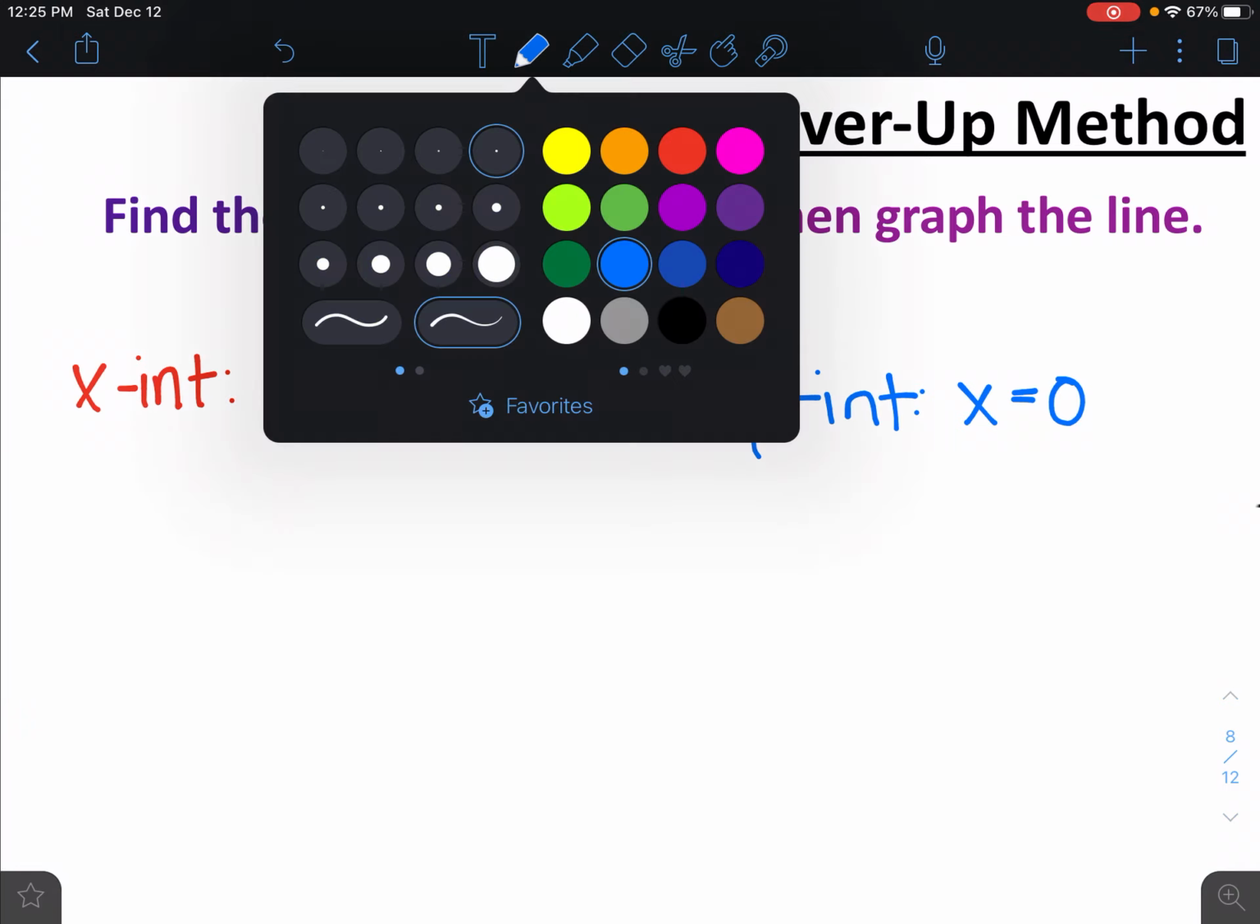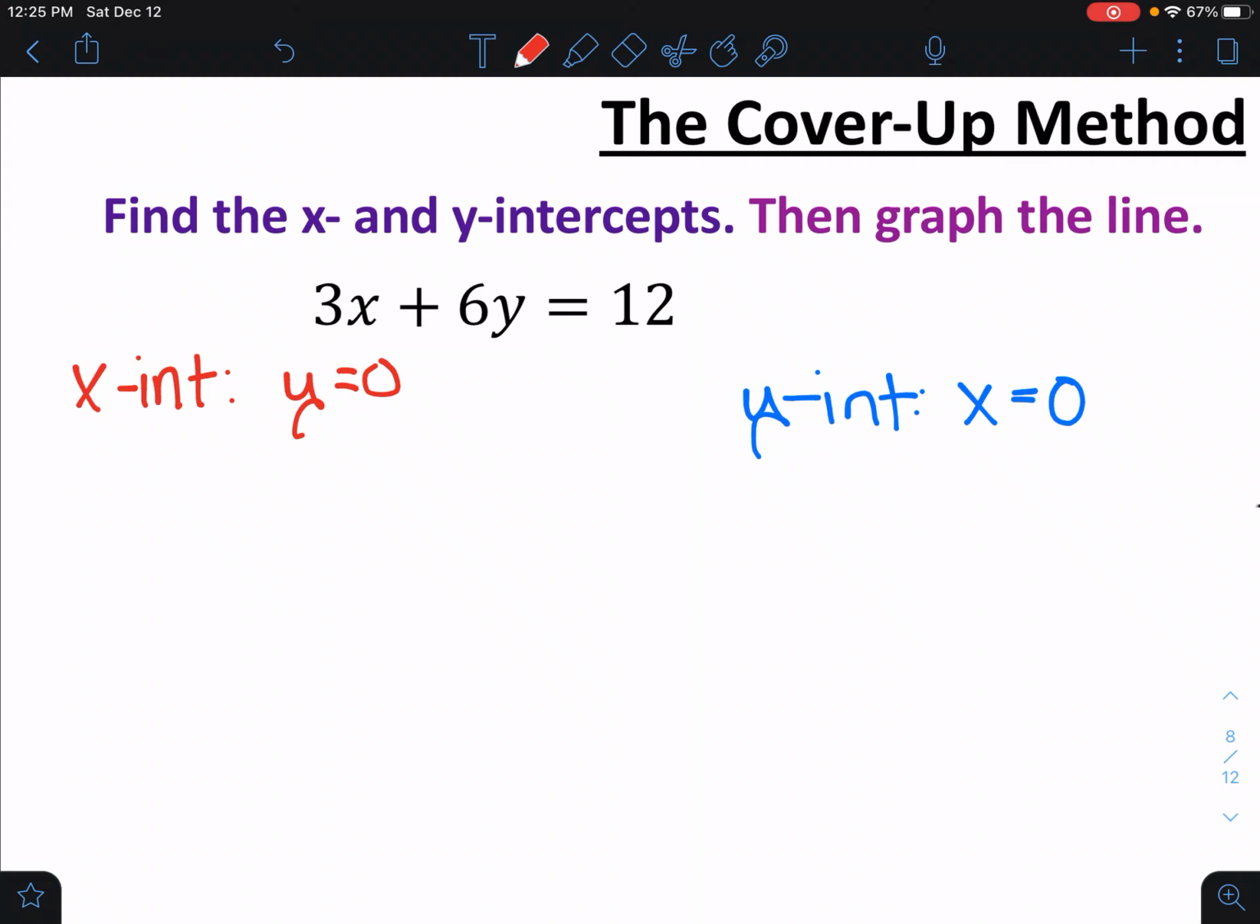They have that in common. Okay, so now, here we go. I'm going to plug in, let's do our x-intercept first. I'm going to put a y equals 0 here. What that means is this will become 6 times 0, or nothing, 0. So this is going to disappear, right? We're going to cover that up. So what do I have left? 3x equals 12. Now I'm going to solve that little mini equation. Divide by 3 on both sides.